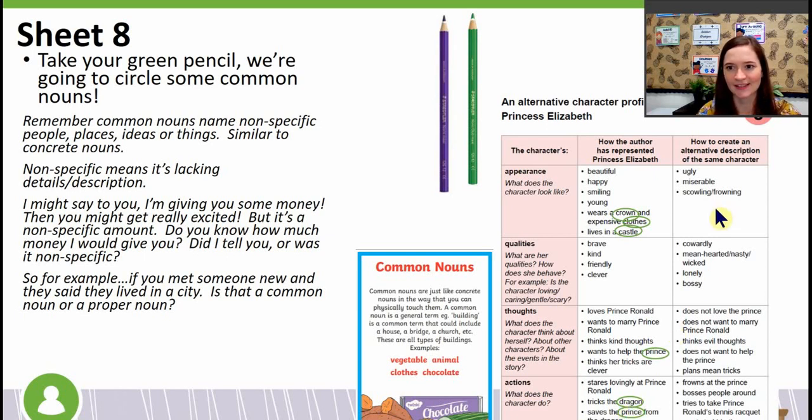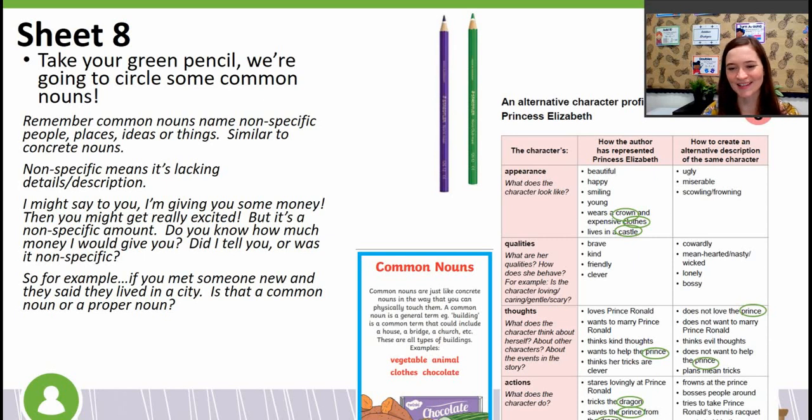Alrighty, let's keep going on this side. So the alternative description of Elizabeth was ugly, miserable, scowling, frowning. Keep going there. Cowardly, mean-hearted, nasty, wicked, lonely, bossy. Does not love the prince. Ooh, there's another one. Does not want to marry Prince Ronald. Thinks evil thoughts. Does not want to help the prince.